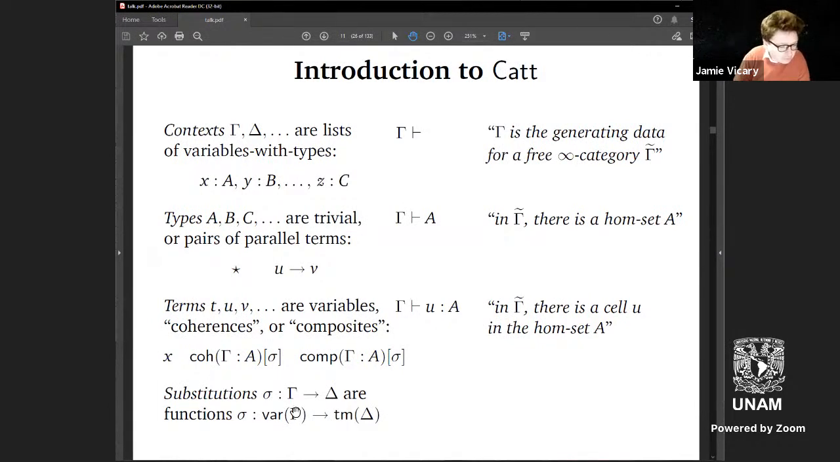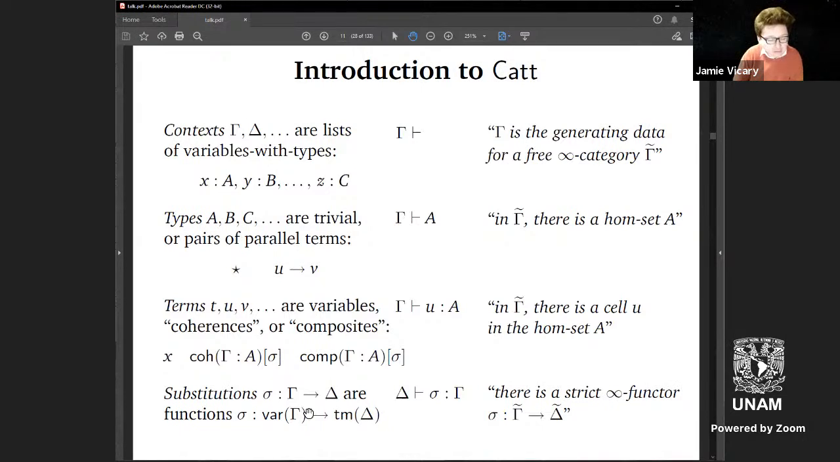And then finally, we got this notion of substitution. A substitution is supposed to be like a strict infinity functor. But remember, these are free infinity categories. So if you want to have a monoid homomorphism between free monoids, we only need to say where the generators go. And it's exactly the same for us. So all we need to give is a function from the variables, the generators of gamma, to the terms, which are the morphisms of delta, potentially composite. So it's a function like this, has to satisfy some properties, some axioms. And then we interpret this as saying there is a strict infinity functor, sigma, from the free infinity category on gamma to the free infinity category on delta.